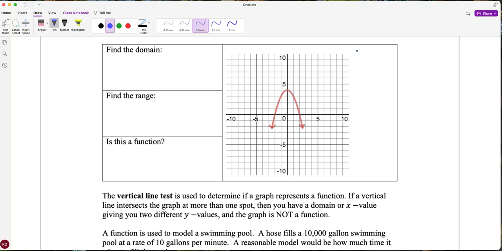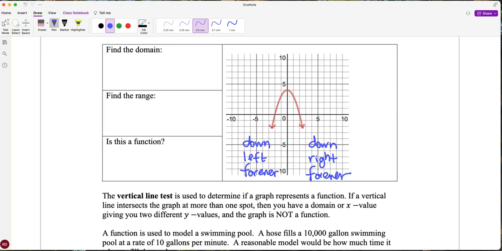Now let's look at this one. Let's figure out the domain. What does the arrow mean on this graph? Okay, so it's going to go down and where? Down and left for how long? Forever. This one is going to go what? Down and right forever. So this is going down and left forever, and the other side is going down and right forever.